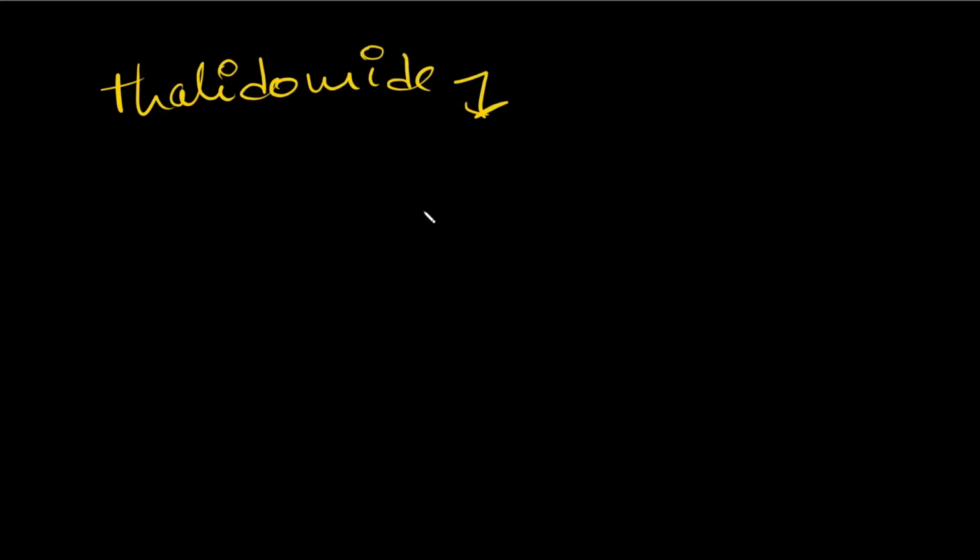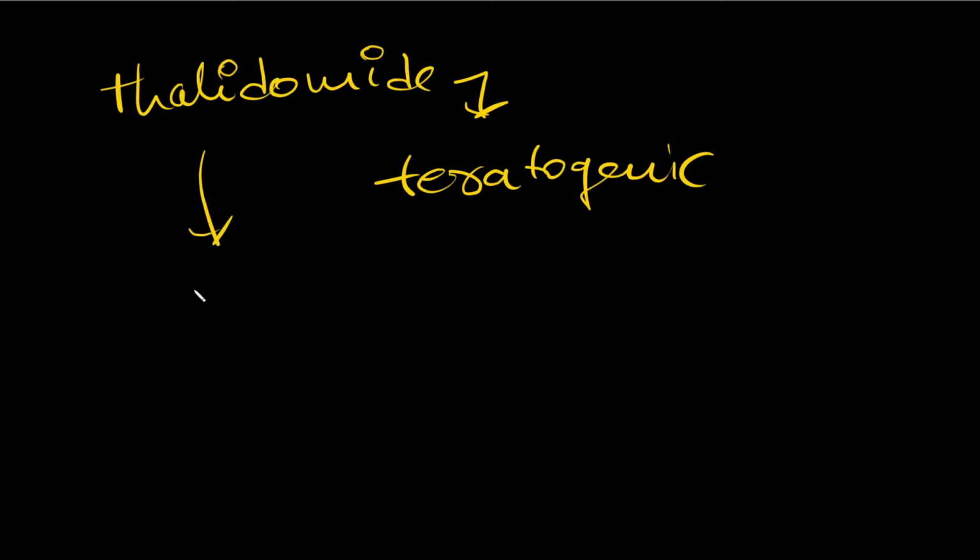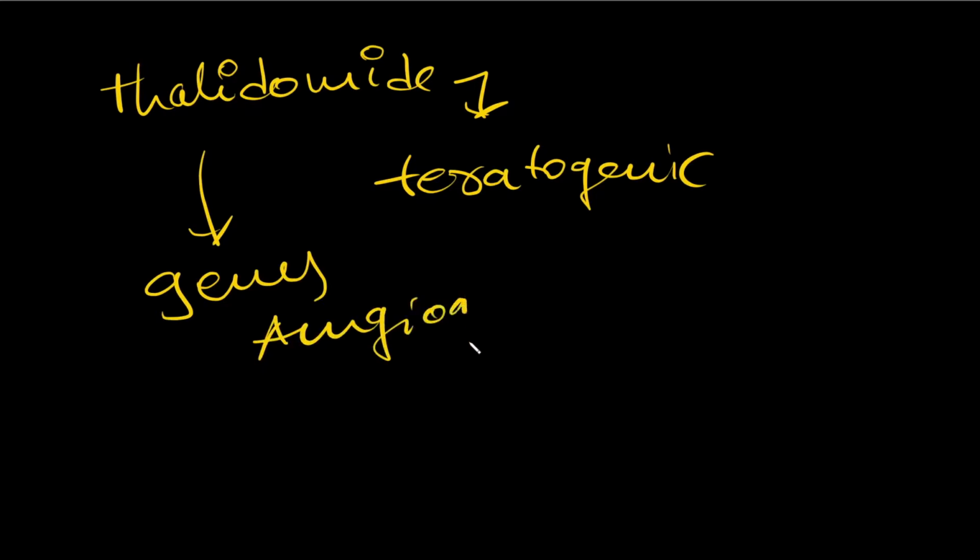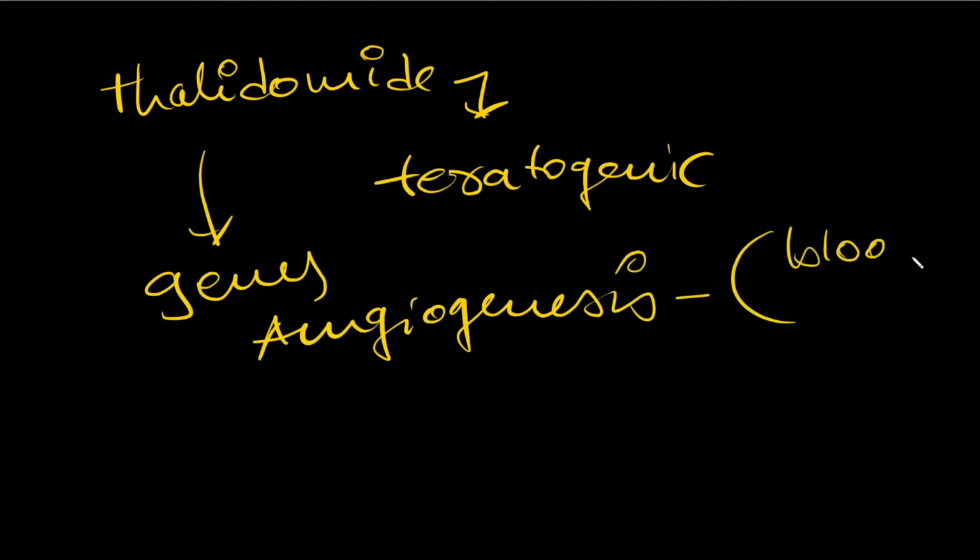Thalidomide is a well-known teratogenic chemical. It causes teratogenicity by various mechanisms, and it is also found to block the expression of certain genes responsible for angiogenesis. Angiogenesis is nothing but blood vessel formation.